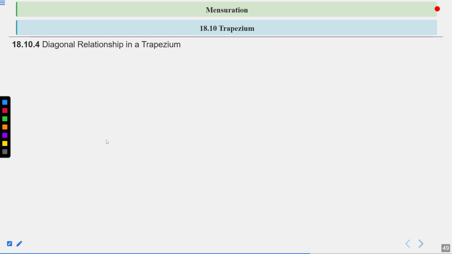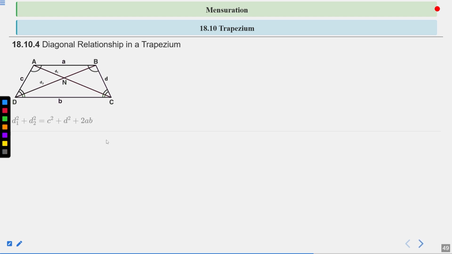Now diagonal relation in trapezium. This is the diagram of a trapezium where we have two diagonals d1 and d2. We can say that d1 square plus d2 square equals the sum of the squares of the non-parallel sides, which are c and d, so c square plus d square, plus 2 times the product of the parallel sides, which are the lengths a and b. So plus 2 into ab.